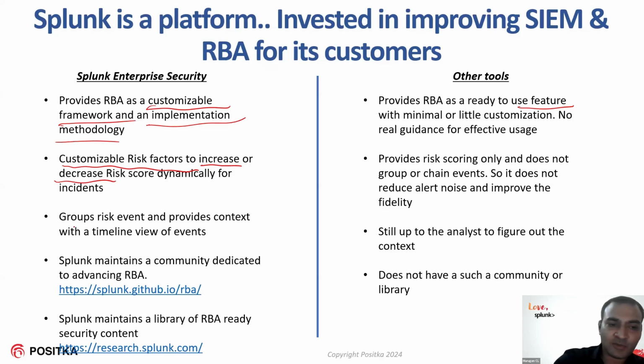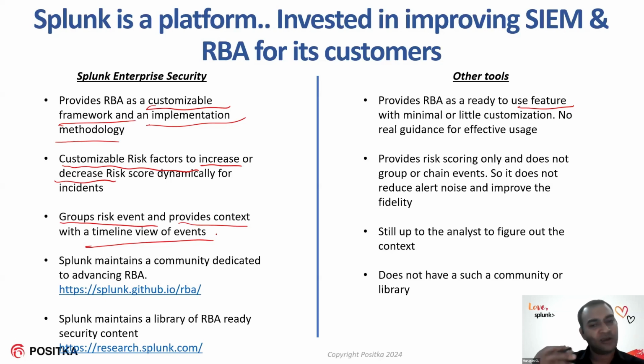And then Splunk also allows you to group your risk events and provides context with a timeline view of events. So basically, multiple events are grouped as one single event, thereby reducing your alert volume. Other tools would simply add a risk score to your existing detections, to your existing alerts, and float the ones with the highest risk to the top. But Splunk takes it even further. It groups all of these events into a single incident and gives us the entire context.